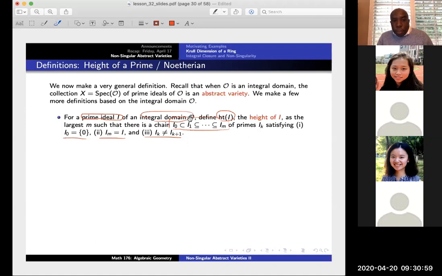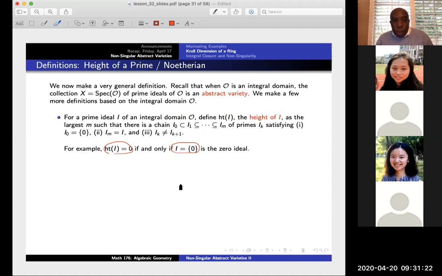Whatever the largest chain I have here, the largest integer m, is what I'm calling the height of a prime ideal. Let me give you a few examples and a few properties of this concept of height. First example: the height is 0 if and only if we have the zero ideal. Hopefully that makes sense from the definition, because if I have a chain that starts at the zero ideal and ends at our ideal I, then I don't move anywhere in the chain exactly when I is the zero ideal. Again, the height is 0 if and only if we have the zero ideal.